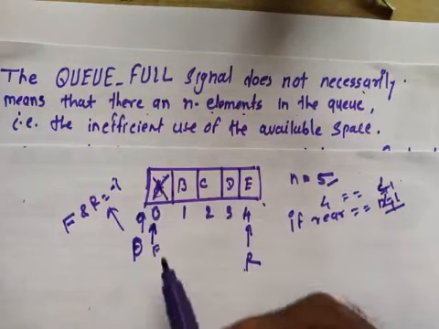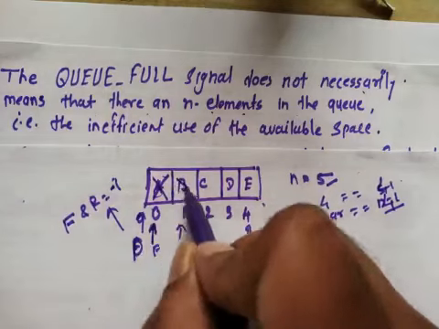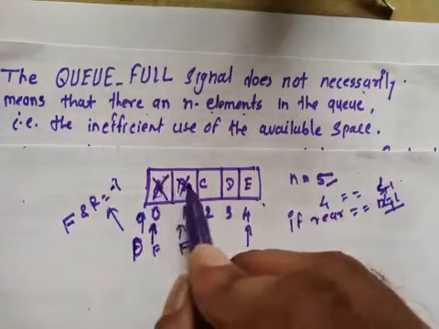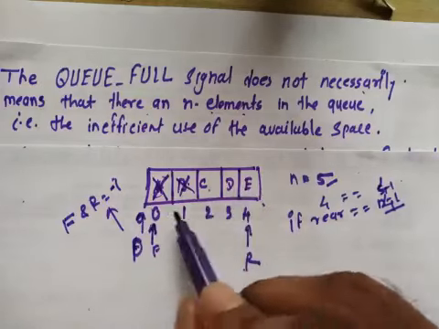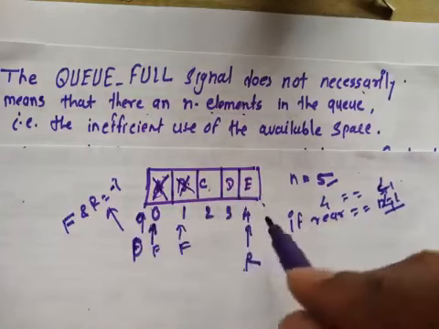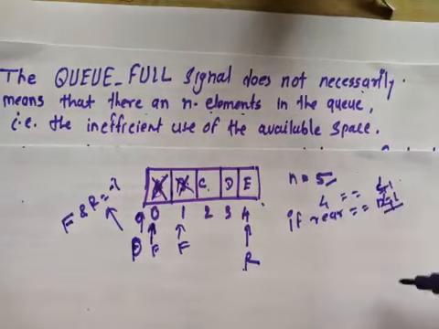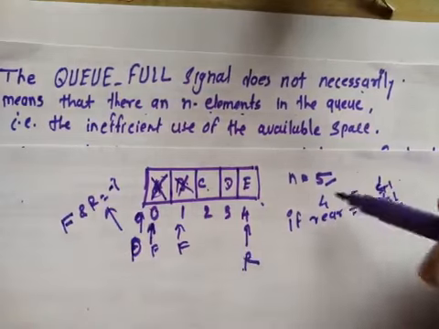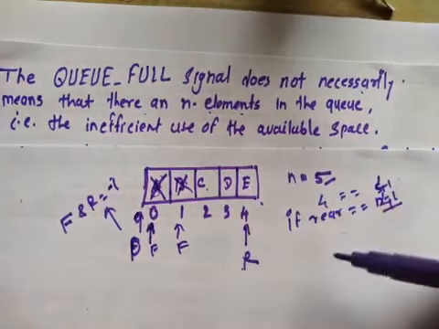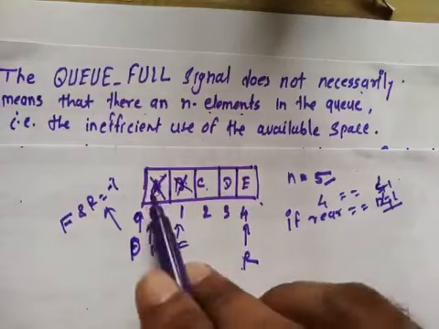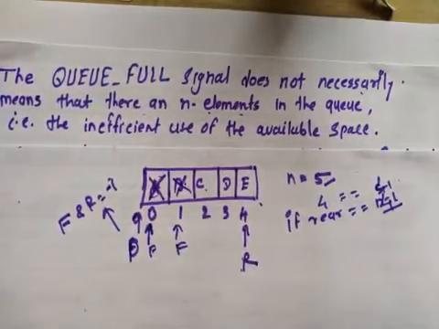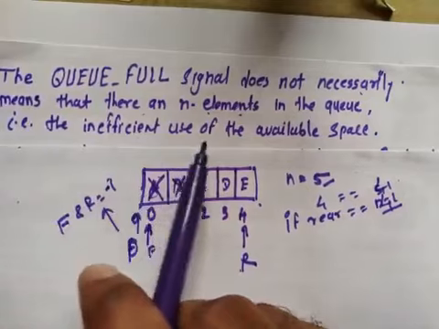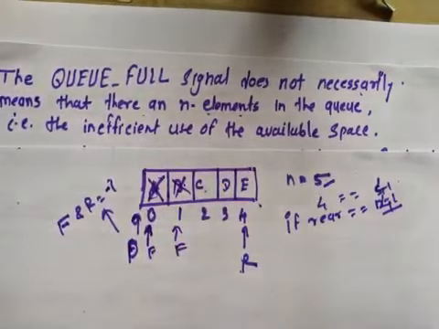Suppose I delete one more element from here. Obviously the front will point here, meaning these two places are vacant. We have only 3 elements, C, D, E. Now if we try to insert an element inside this queue, it will check whether rear is equal to n minus 1. What is the rear value now? 4. N minus 1 is 4. Again it will say the queue is full. But here we have two vacant locations since we deleted these two elements from the queue. So this is one problem, that is the inefficient use of the available space.